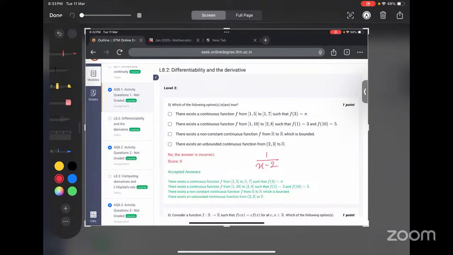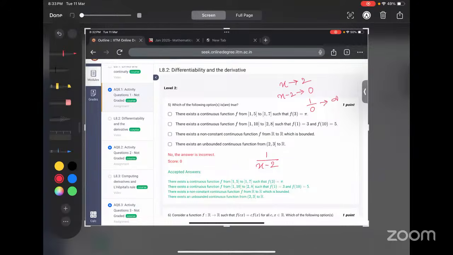But how do we get infinity, ma'am? Okay. So when x will be tending towards 2, then this x minus 2 will be tending towards 0, right? And then 1 over 0 will be tending towards infinity. Okay, x minus 2.